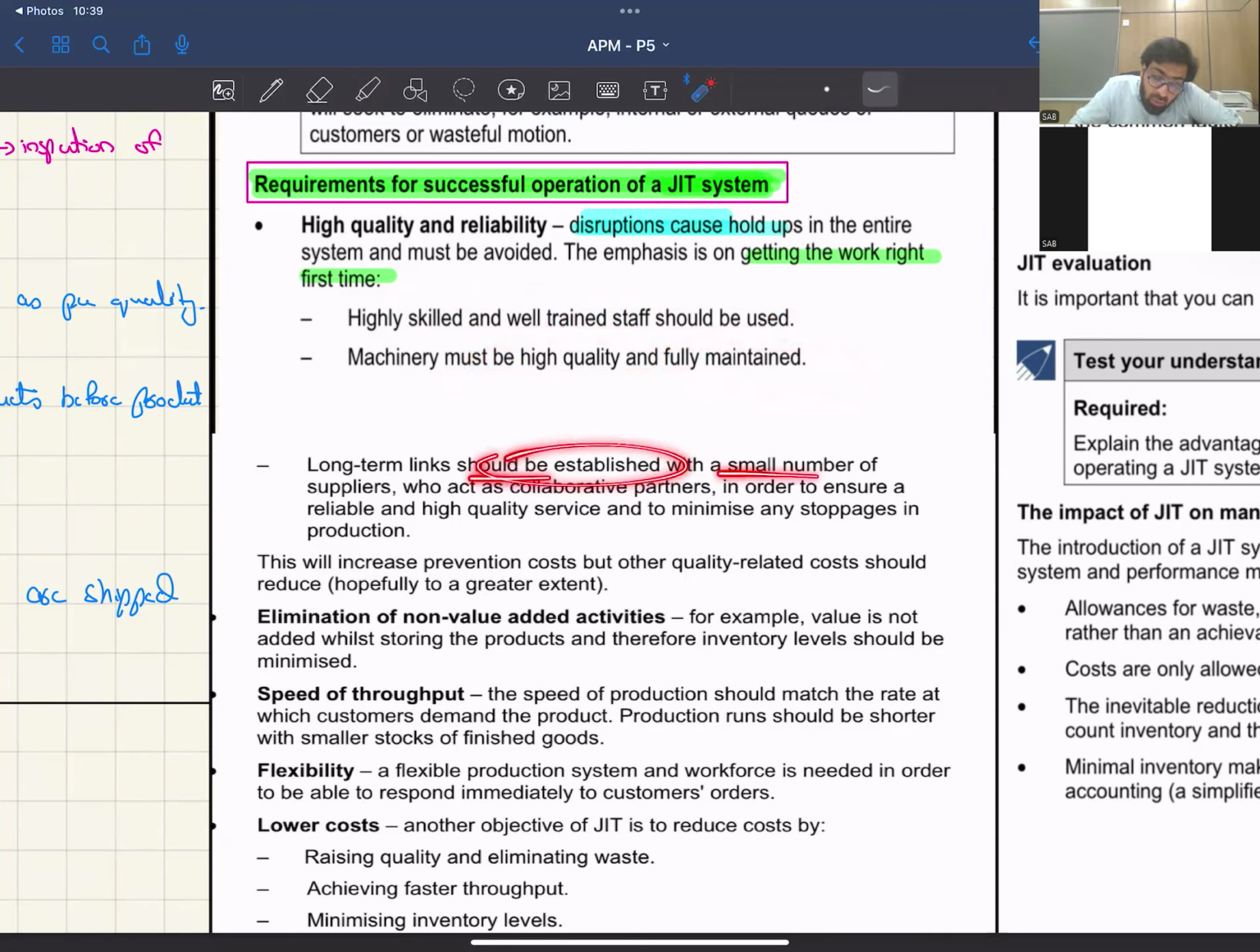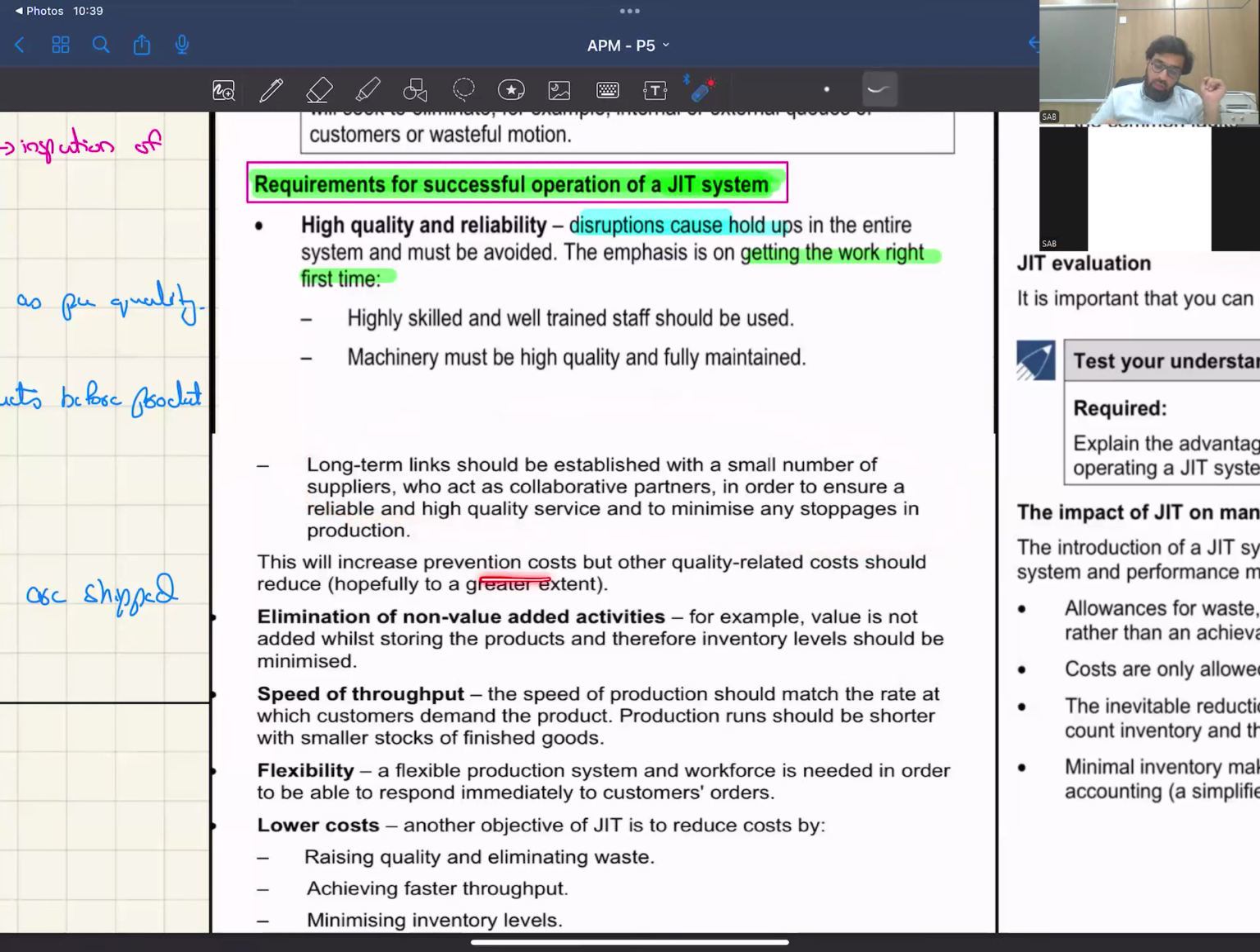Long-term links should be established with a small number of suppliers who act as collaborative partners. You should have a relation with the suppliers, so that whenever there are quality concerns, you can switch the suppliers. You have many suppliers, and if there are good relationships, they will also try not to compromise on quality.